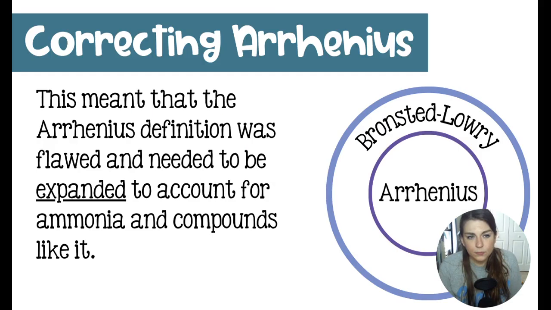So we have this team, Bronsted Lowry. The Bronsted Lowry theory comes in and expands on the Arrhenius definition of what it means to be an acid or a base. The Arrhenius theory is still true. It is correct, but it doesn't give the entire picture. So the Bronsted Lowry theory expands and builds on the definition that we already had.